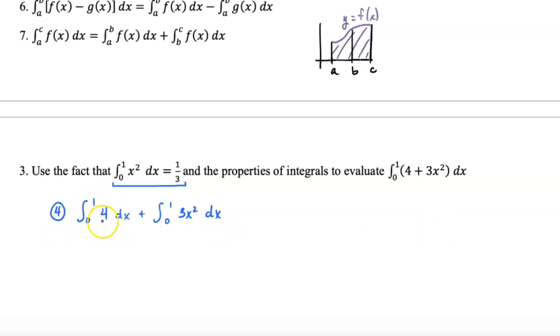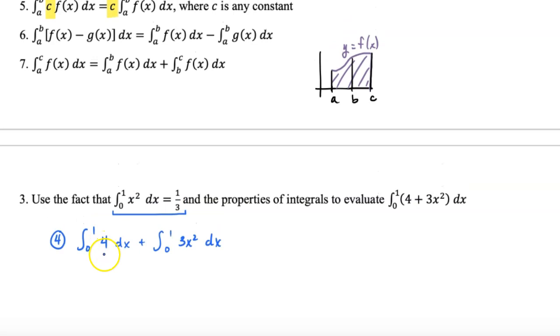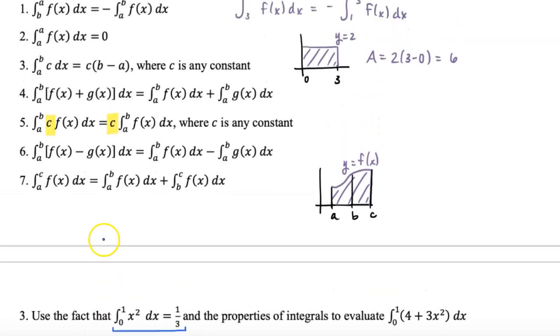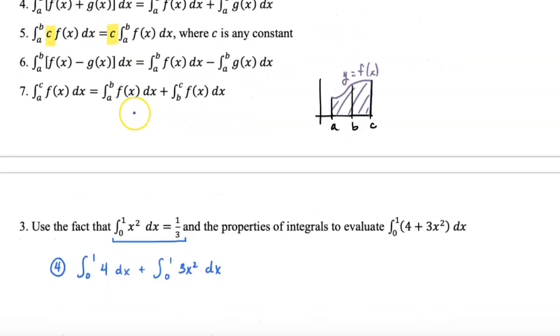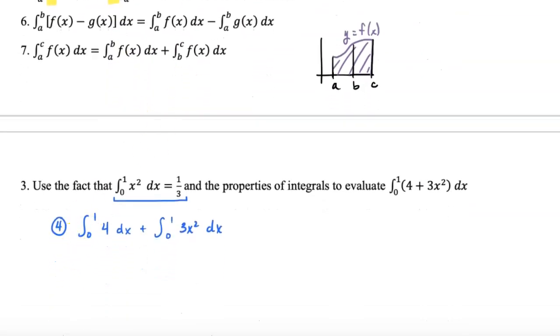Now, in the first integral, I've got a constant inside of my integral. And look what happens when we've just got a constant. That brings us to rule number 3. This is just going to be that constant times b minus a. So according to rule number 3, this is just going to be the constant of 4 times 1 minus 0.